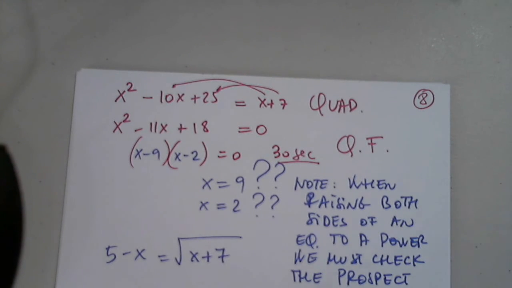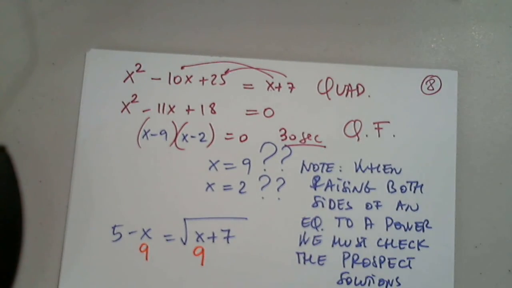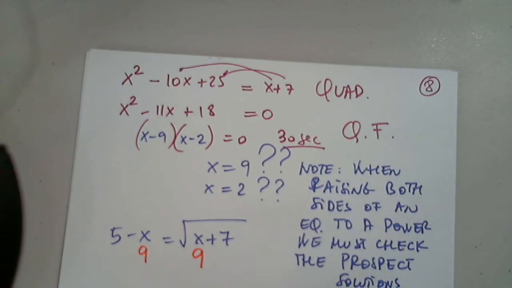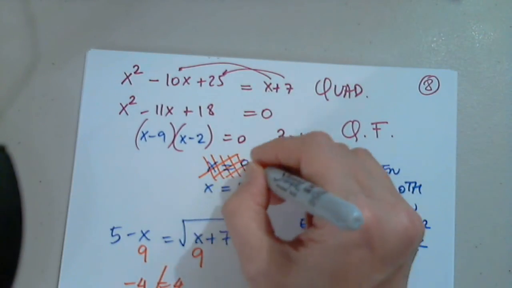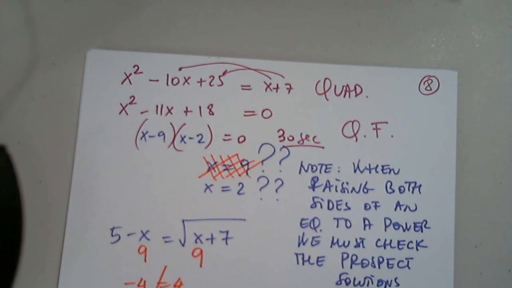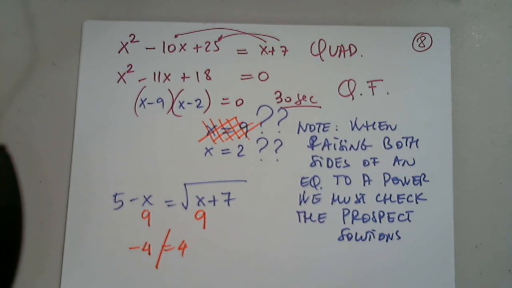This is where I check. So let's check. I'm checking 9. I already know it's not going to work because the left-hand side is 5 minus 9, which is negative 4, and the right-hand side cannot be negative. This is 9 plus 7, which is 16. The square root of 16 is 4, but they are not equal. So I will say goodbye. You don't work. Not good.